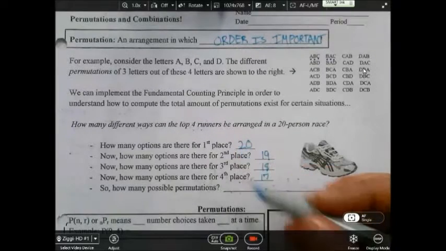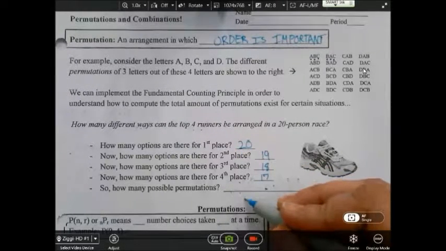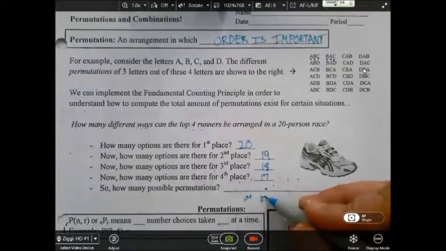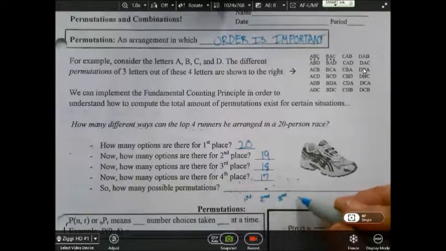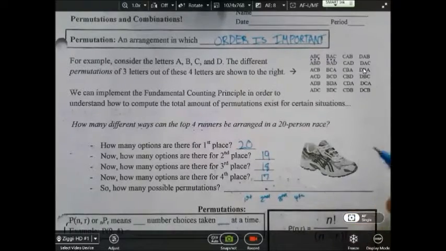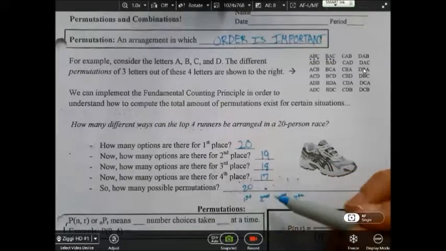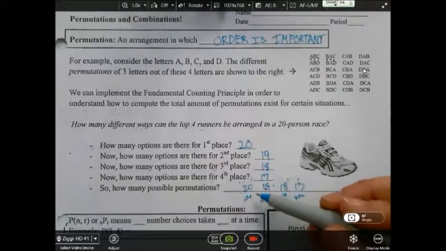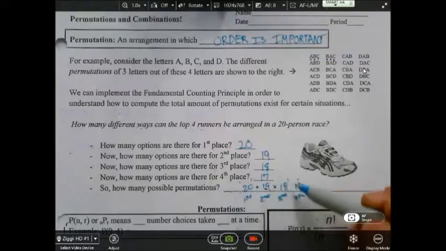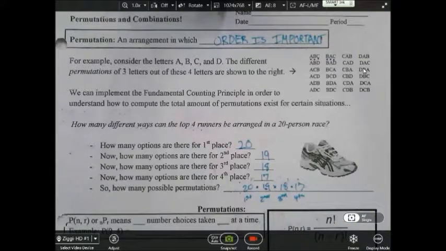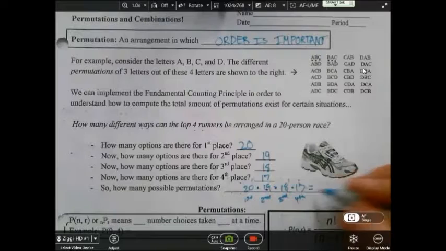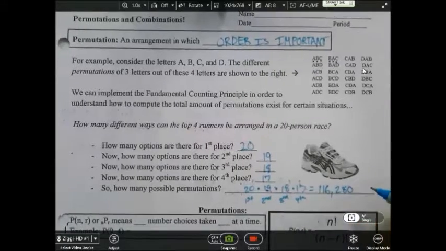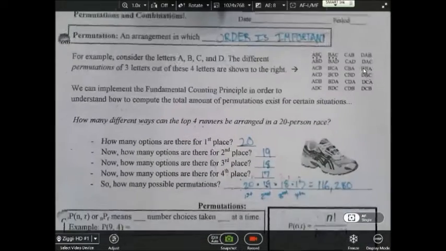So our fundamental counting principle says that category 1 would be first place, category 2 would be second, third place would be our third category, and fourth place would be our fourth category. I have 20 people in this group, 19, 18, and 17. It also says that in order to figure out the total number of our sample space, we would then multiply these together. So overall, I'm going to have a really huge number of permutations. It would be 116,280 different permutations. Quite a few.